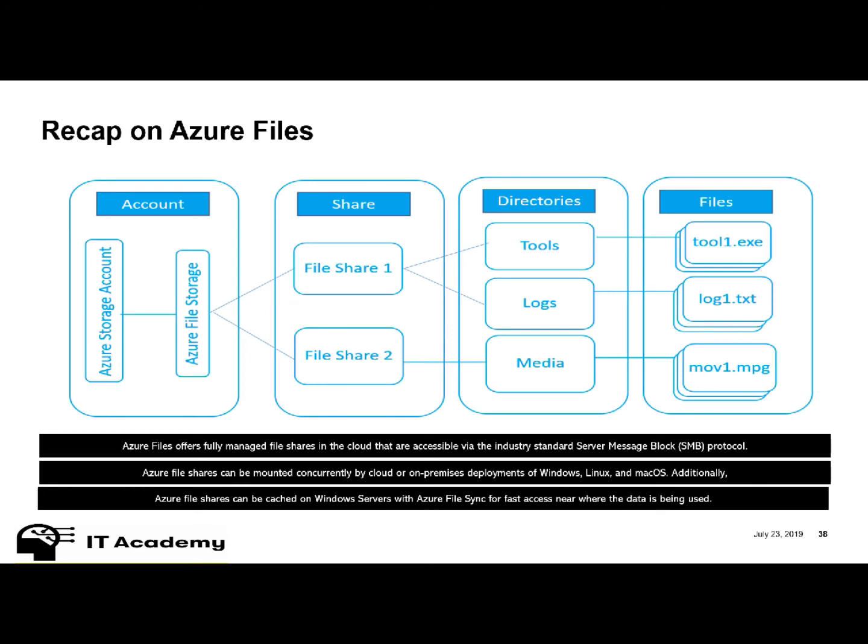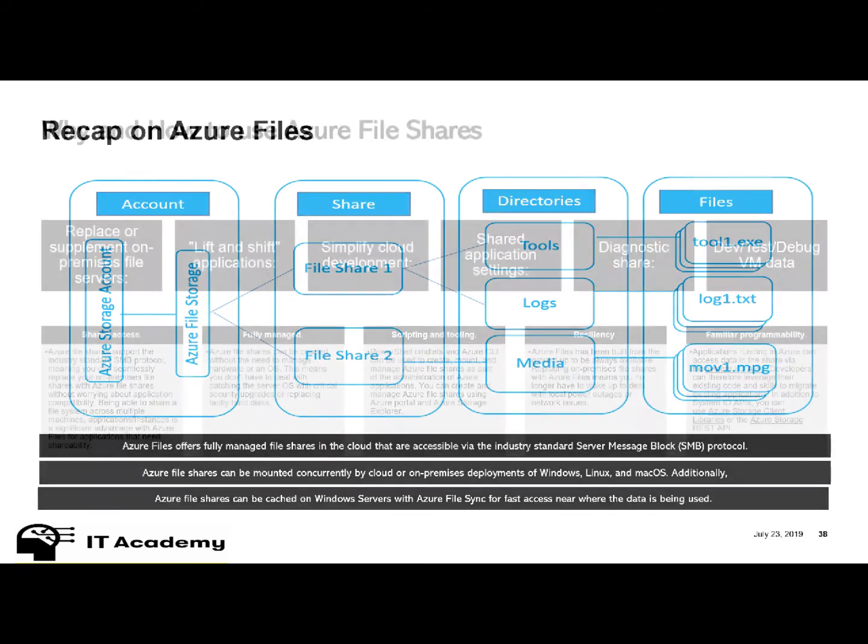Azure file shares can be cached on Windows servers using the Azure File Sync role for fast access. What that means is, just like with a content delivery network, we're caching file content close to where the users are. Here in this case with Azure File Sync, that cache of data is on a Windows file server that presumably lives on-prem close to where the users are.